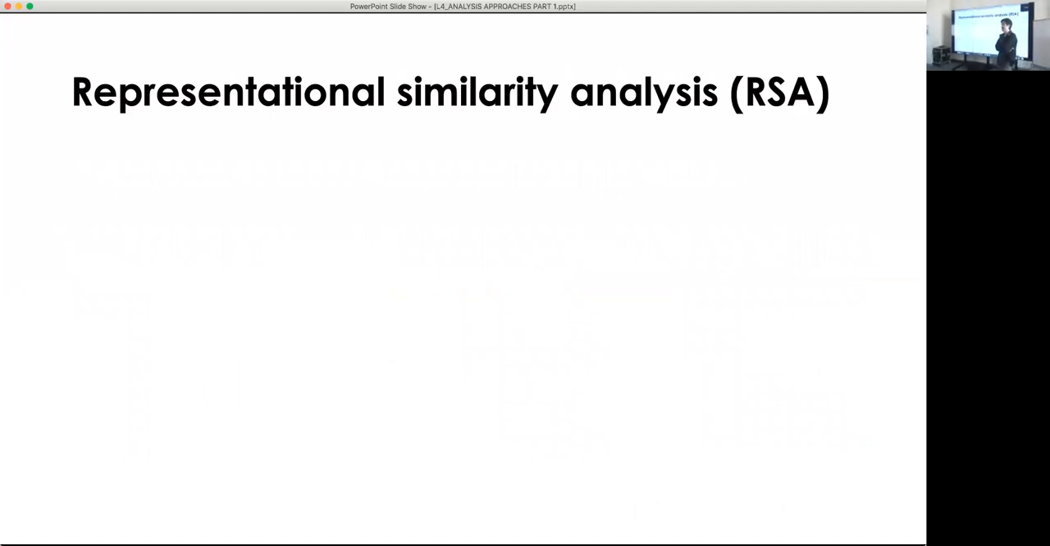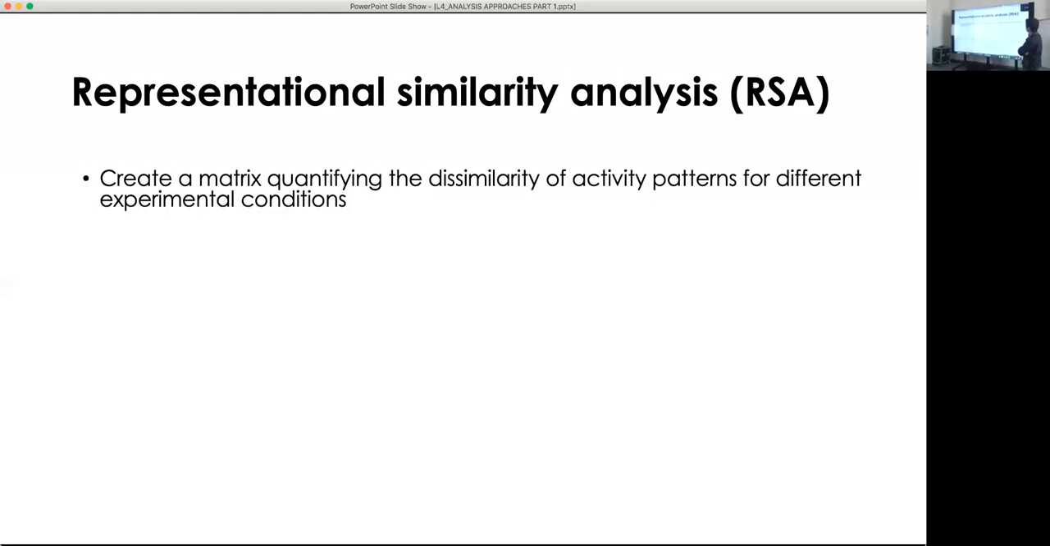So the last one in this little lecture one, and then we'll do an extended break, is RSA. So in one sentence, I would characterize this as create a 2D matrix that quantifies the dissimilarity of activity patterns for different experimental conditions. And there's a subtlety here. I use the term different because typically you do this with more than two things. So far we were like A versus B, A versus B. Here, with RSA, you could do it with two, but it's kind of trivial. So it implies you have many conditions, and hence the word different, not just two.